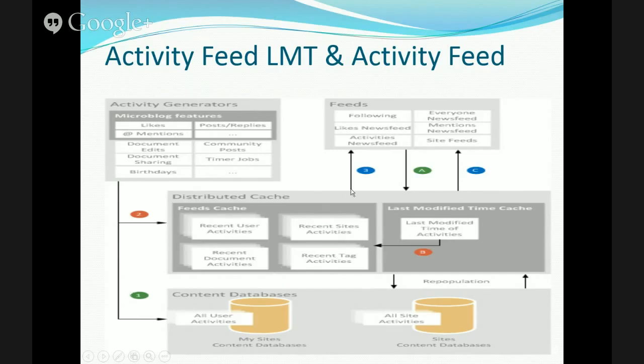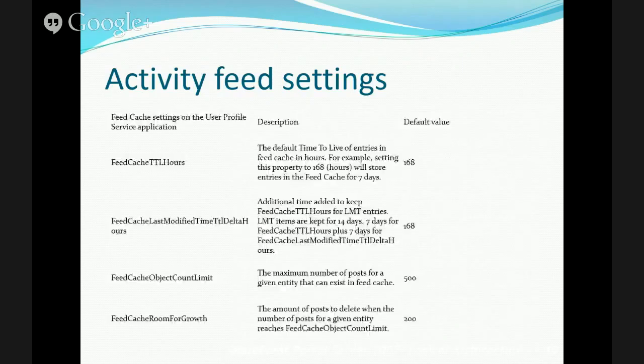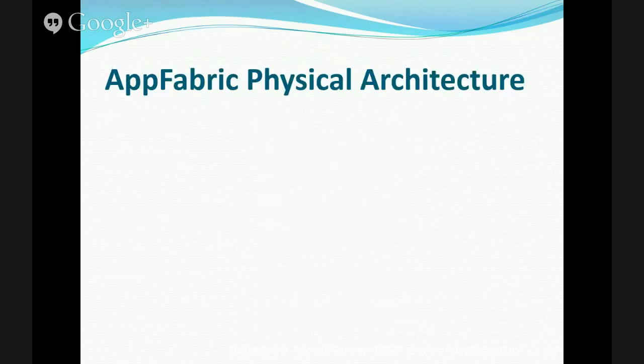So which means the data that is accessed from the cache is going to be the latest data. So data accessed is whom you're following, likes, activity feeds, news feeds, mention feeds, site feeds. You have a lot of feeds that come into the picture. So you can go ahead and do some settings. There are some settings available as far as activity feeds are concerned. This has to be done obviously through PowerShell. So you can go and take a look at these settings like feed cache TTLs, last modified time, cache object count limit, room for growth, etc. Okay, so that's exactly how it works.